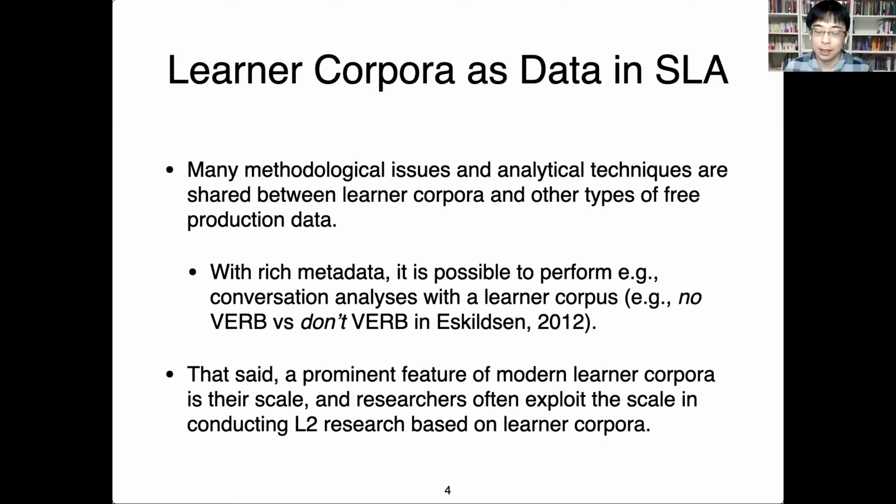That said, a prominent feature of modern learner corpora is their scale or their size. And researchers often exploit the size or scale in conducting research based on learner corpora. So the ESF database that I mentioned earlier only included 40 adult learners, whereas modern large-scale learner corpora can include tens of thousands of learners.